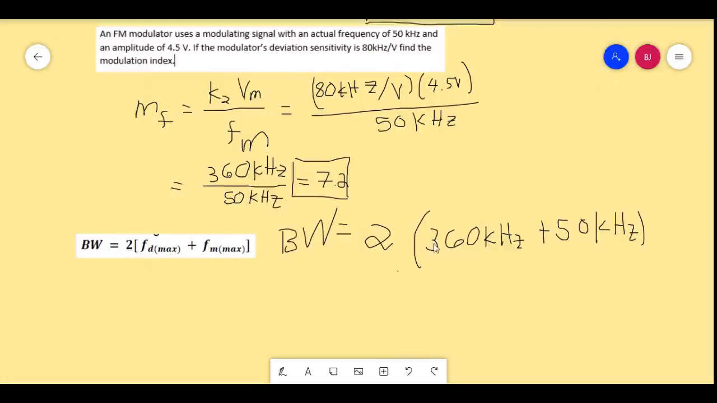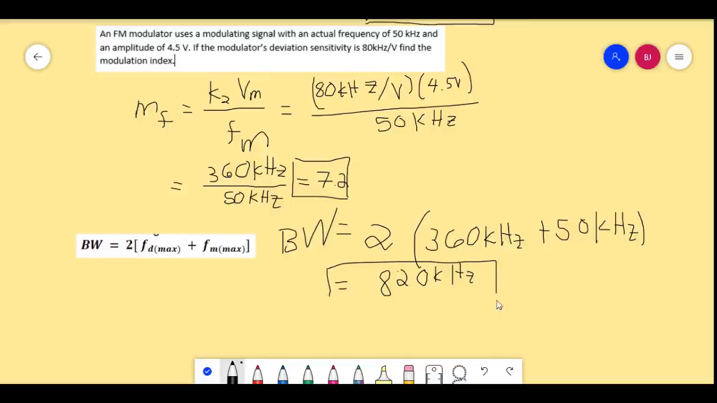So you can add this directly as they both have kilo. So 360 plus 50 would be 410 multiplied by 2. That would be 820 kilohertz. So that would be the approximate bandwidth according to Carson's rule.